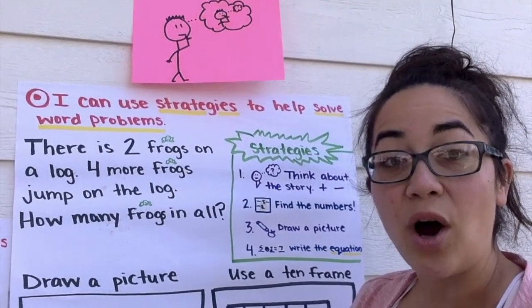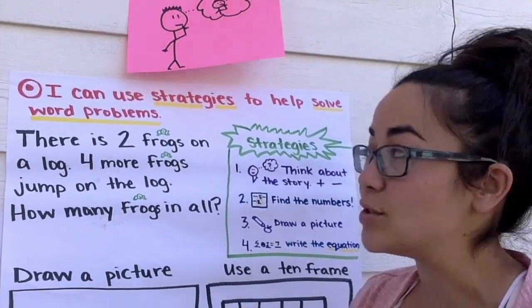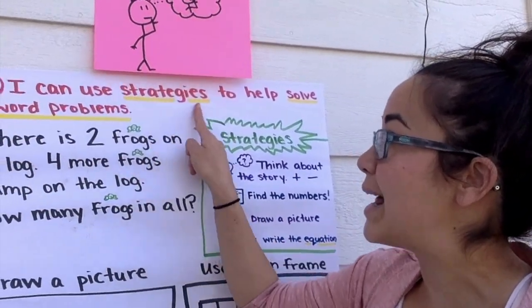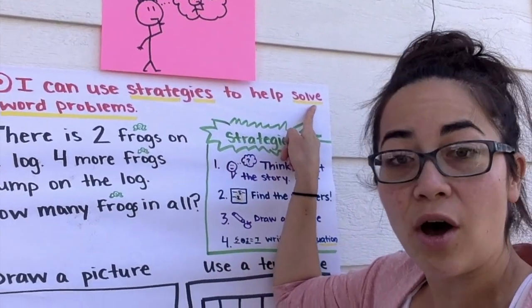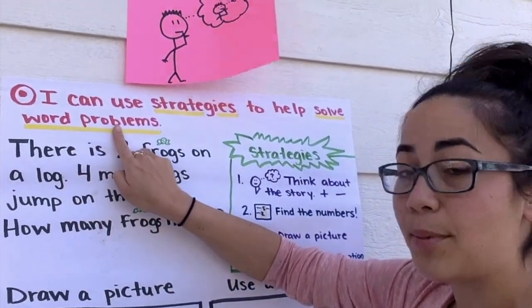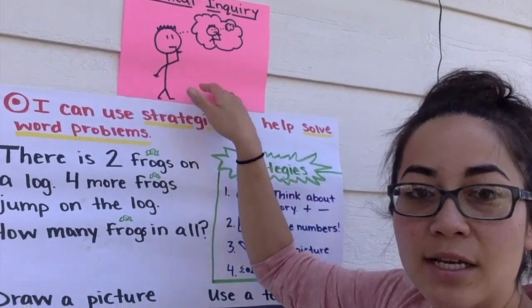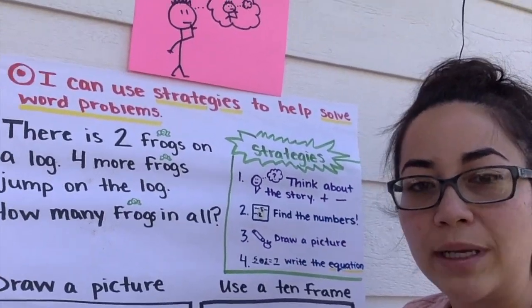So today, as we read and think about our story problems, I want you to pause and think, why do I think that? And could this help me solve other problems? Okay. Now remember, we always start with our learning target. So today our learning target is I can use strategies to help solve word problems. Stop. We're going to take a critical inquiry break so we can think about what this target really means.